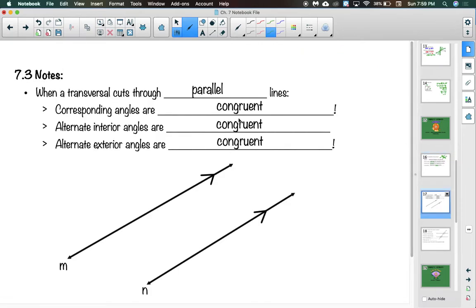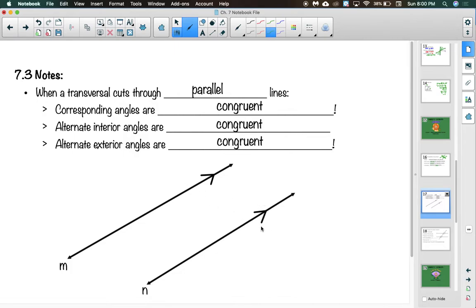So here are some very important notes. Probably our most important note here talks about when a transversal cuts through parallel lines. So if we know these two lines are parallel, and by the way, this would be line M and line N, and these are a parallel line symbol, right? Those two caret kind of symbols, they tell us those two lines are parallel.